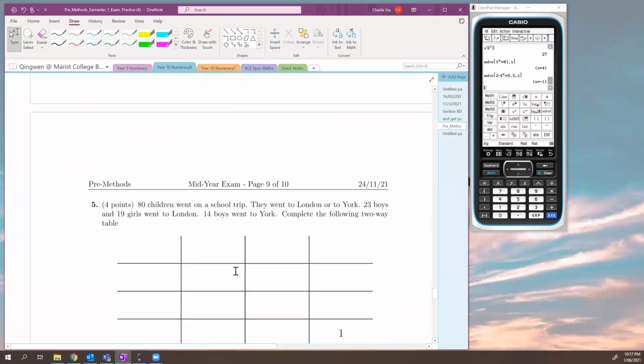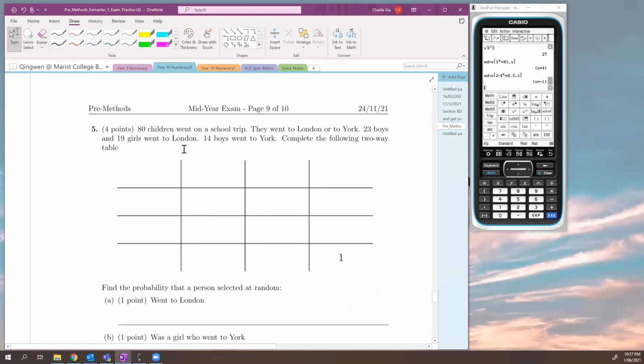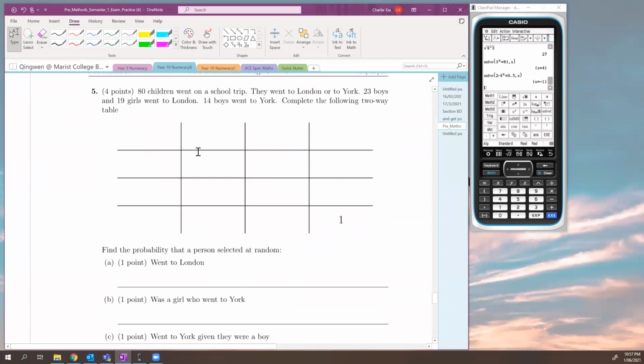Question 5. 80 children went on a school trip. They went to London or to York. 23 boys and 19 girls went to London. 14 boys went to York. Complete the following two-way table.